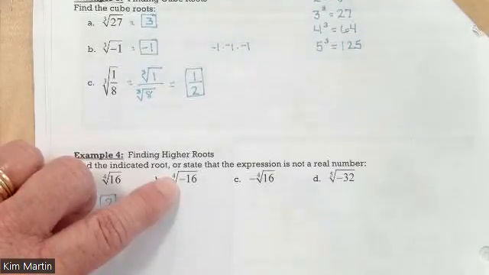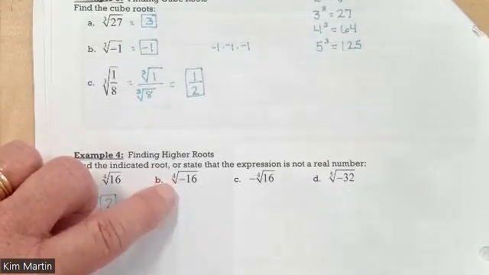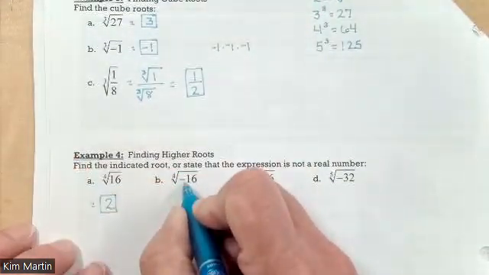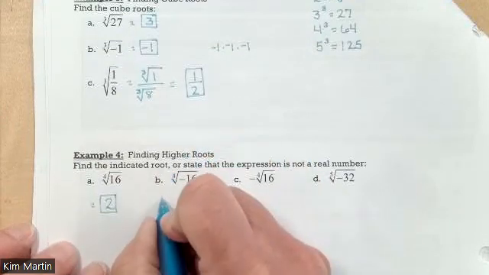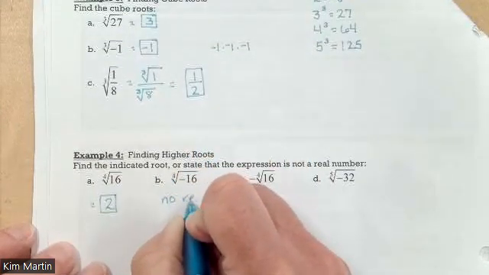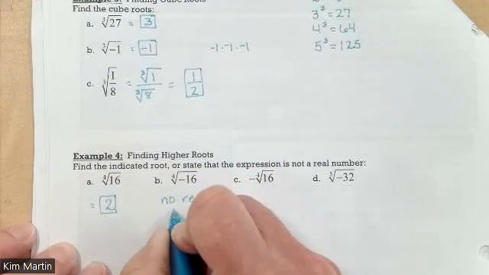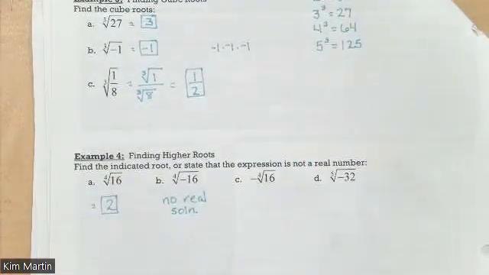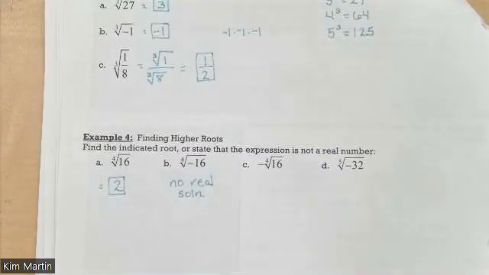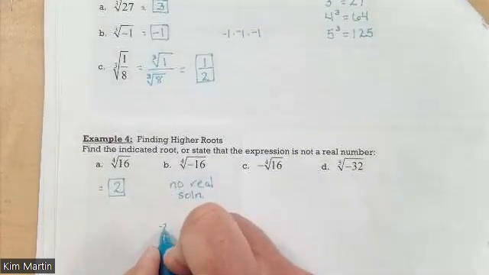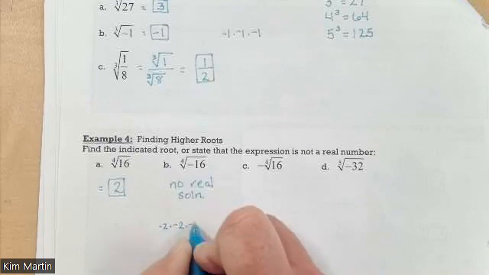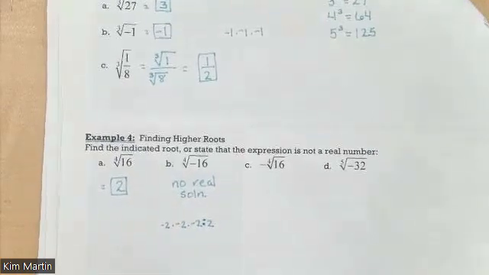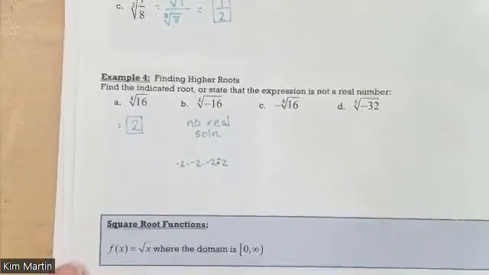Right here, this is an even root. You cannot take an even root of negative numbers. So this is no real solutions. Because some of you are going to say, well, what about -2? If you do -2, you're saying -2 times -2 times -2 times -2, right? Does that give us a positive or a negative?